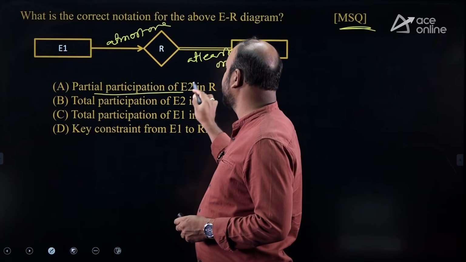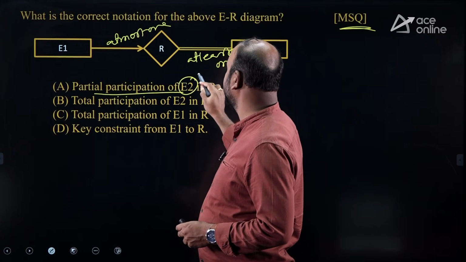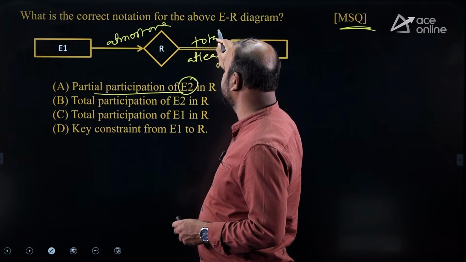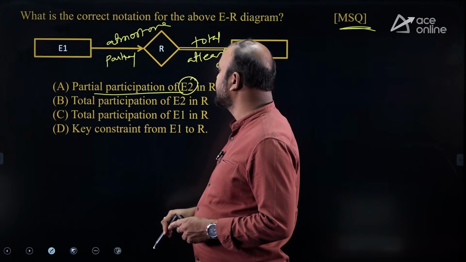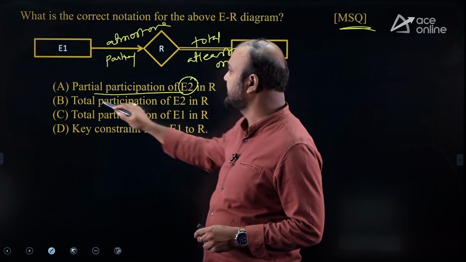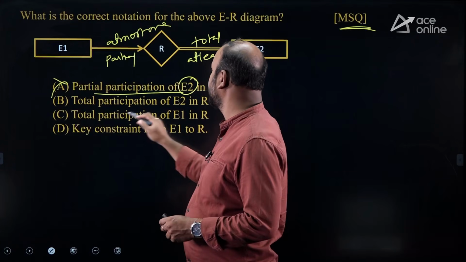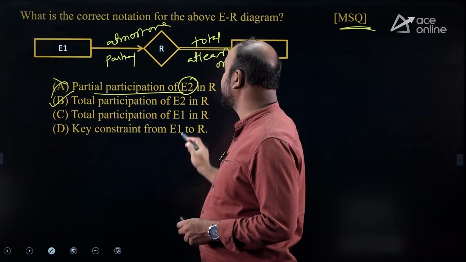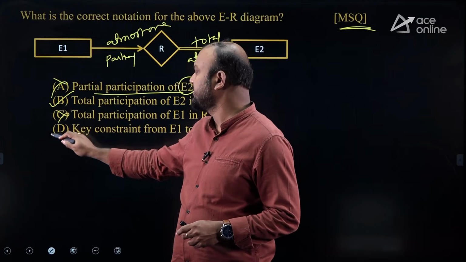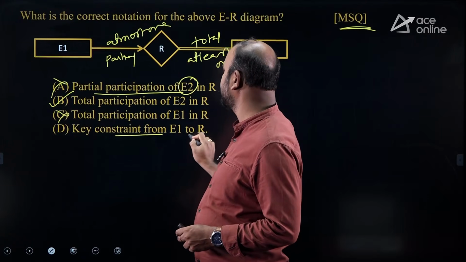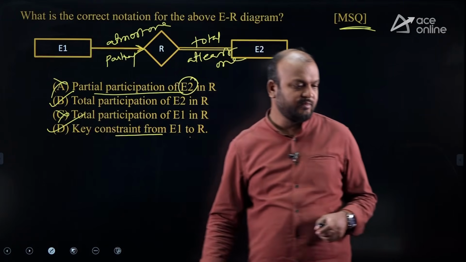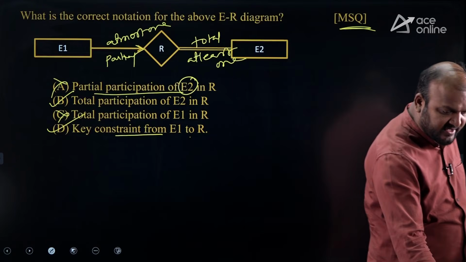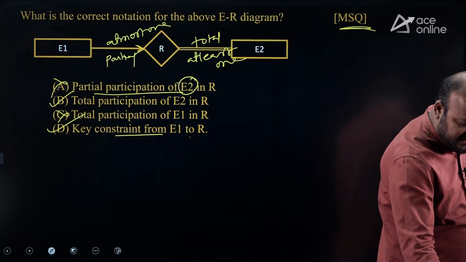Partial participation of E2 in R, but for E2 we have total participation, and single line is called partial participation. So partial participation of E2 is wrong, total participation of E2 is right, and total participation of E1 is wrong. Key constraint from E1 to R is correct, because it is an arrow, and an arrow is called key constraint. So both B and D are correct. Okay, perfect.